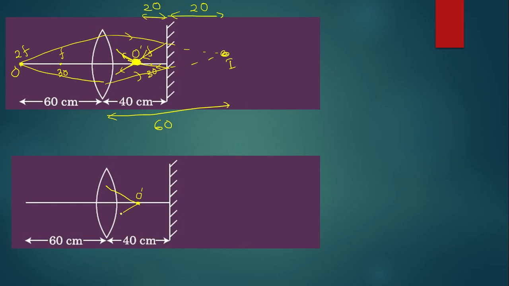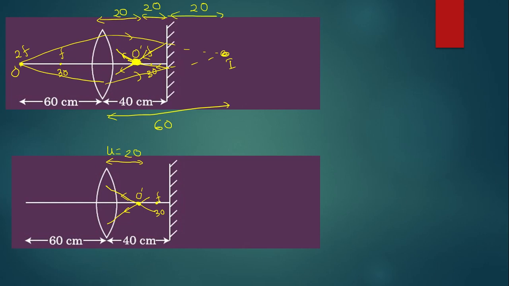This is the second object formed by the real rays of light, and this is the focal point, 30 cm. Now since this distance is 20 cm, this distance will also be 20 cm. So this is 20 cm. If I consider this object to be the object for this particular lens, then 20 cm will be the object distance.